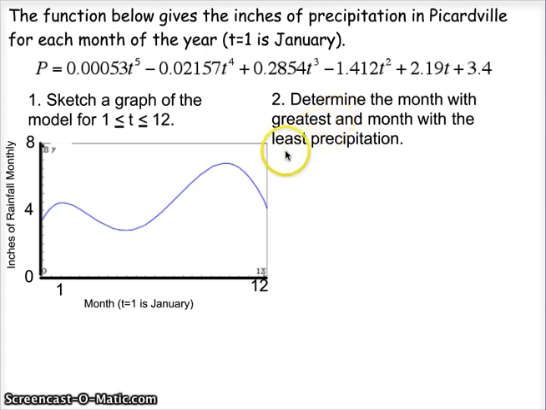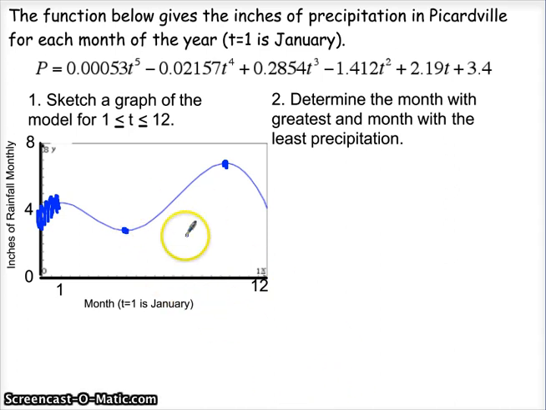Now, what we want to do is instead, step number 2, determine the month with the greatest and the month with the least precipitation. We can see on the graph that it looks to be over here is the greatest, but again, that's pretty hard to find. And also, if we look carefully, it appears that down here is probably our minimum, especially since, again, this part of the graph doesn't really matter. So that's our lowest point.